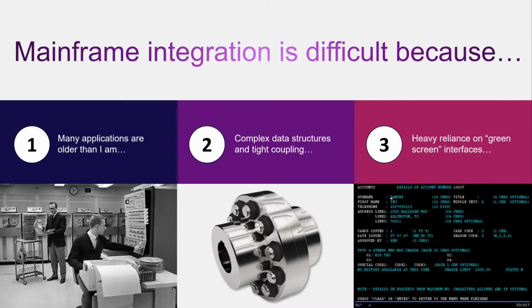And then finally, what we see is that there's a very heavy reliance still on what we call green screen interfaces. So these are the old 3270 type interfaces that were designed for a human being to do something with. But sometimes these screens are the only way to get at certain types of information within some of these legacy systems. So there's still a pretty significant reliance on these green screens, and integrating with those green screens can really be challenging.